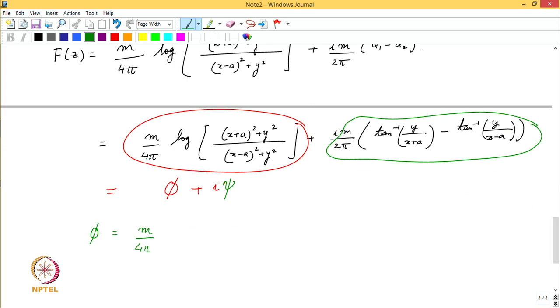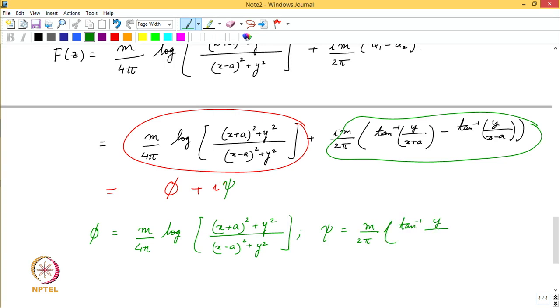m by 4 pi log of (x plus a) square plus y square by (x minus a) square plus y square, and psi is m by 2 pi times tan inverse y by x plus a minus tan inverse y by x minus a. Okay. So, now we have derived the two functions that were asked of us, that what is the velocity potential, what is the stream function, we have them now.